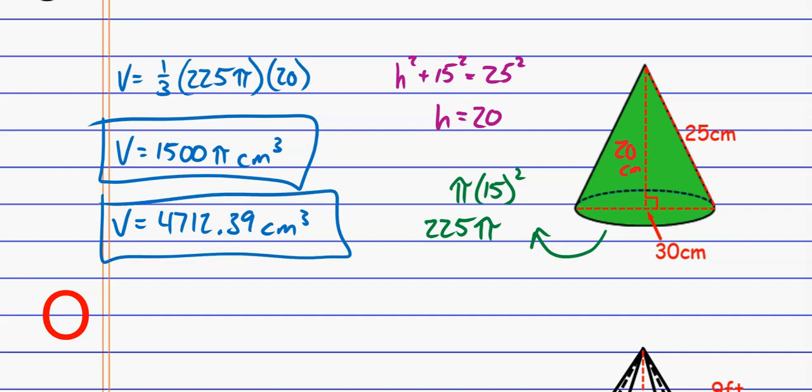Okay? So it really depends on the question. If it asks for the exact volume, I leave it in terms of pi. If it asks for a rounded off answer, then I plug it in. Okay?